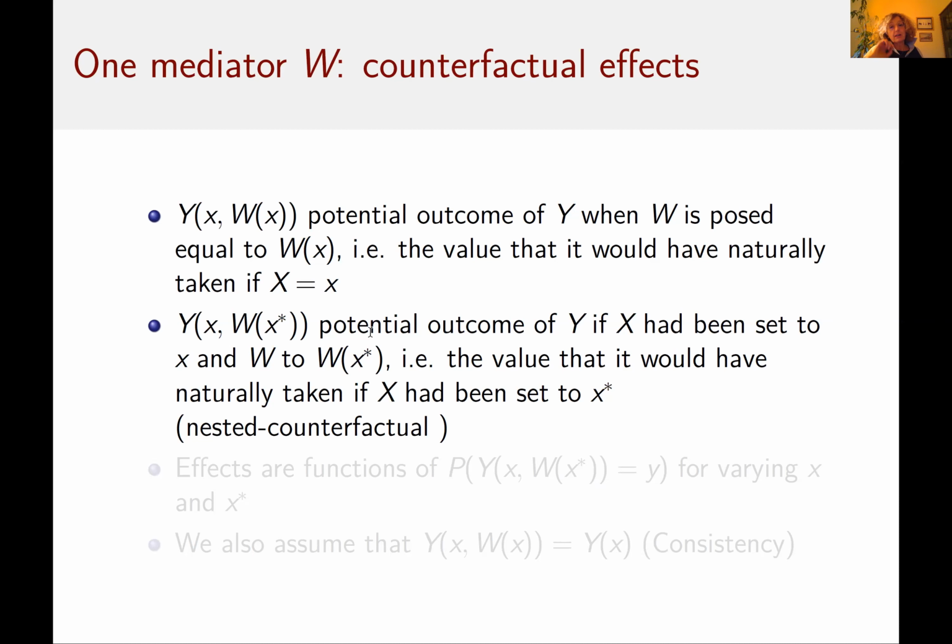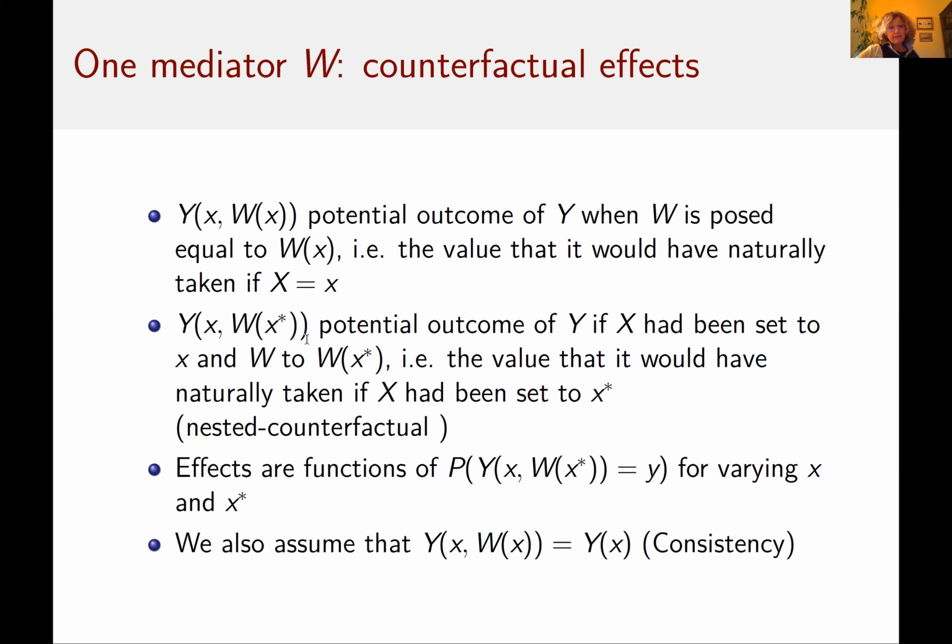And this is the potential outcome of Y if X has been set to small x, but W is free to vary and is free to take the value it would naturally take if X is instead set to X star. This is a nested counterfactual, a very controversial notion, but somehow useful to disentangle this total effect into direct and indirect effect.